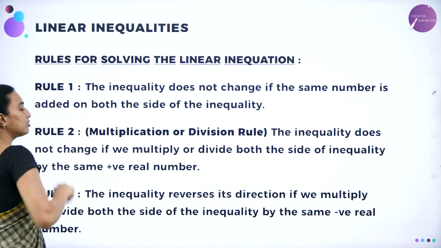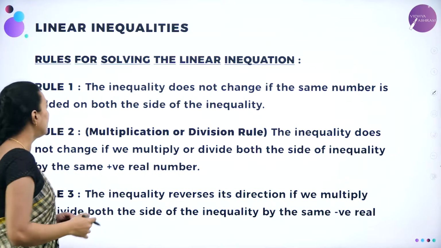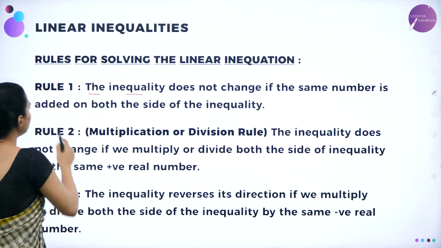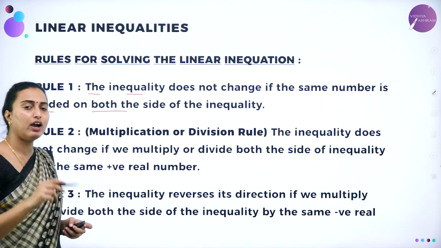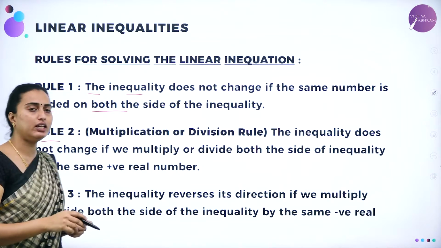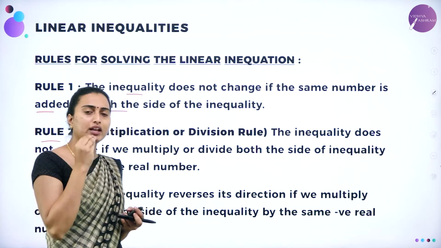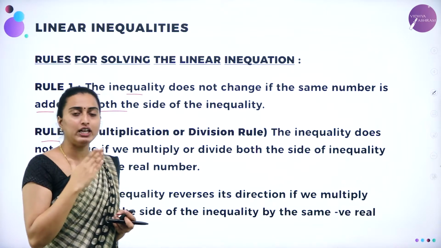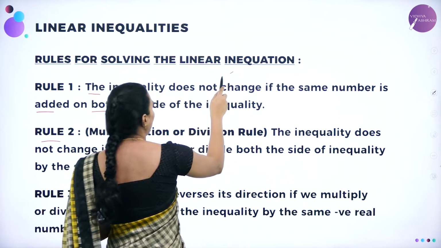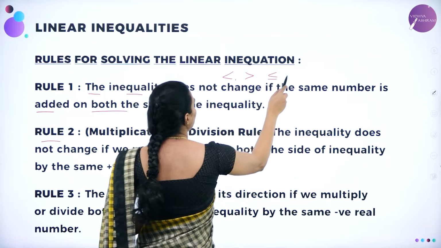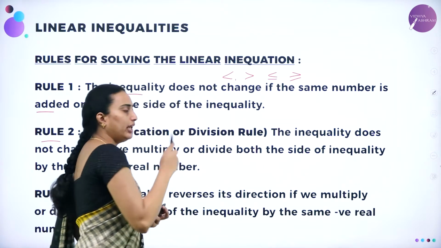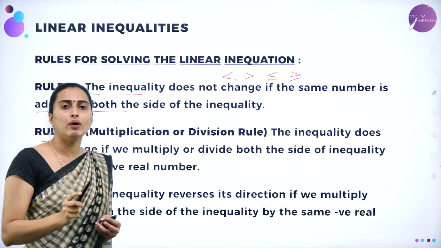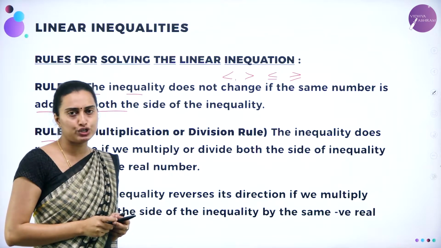Now here, how to solve the linear inequations if they have given. Rule 1 says that the inequality does not change if the same number is added on both sides of the inequality. If the same number is added to both sides, you can add minus 2, you can add plus 2. If you add to both sides of the inequality, which can be lesser than, greater than, lesser than or equal to, greater than or equal to, to any of these inequalities, if you add or subtract any number on either side, the inequality will remain as it is. It will never change.